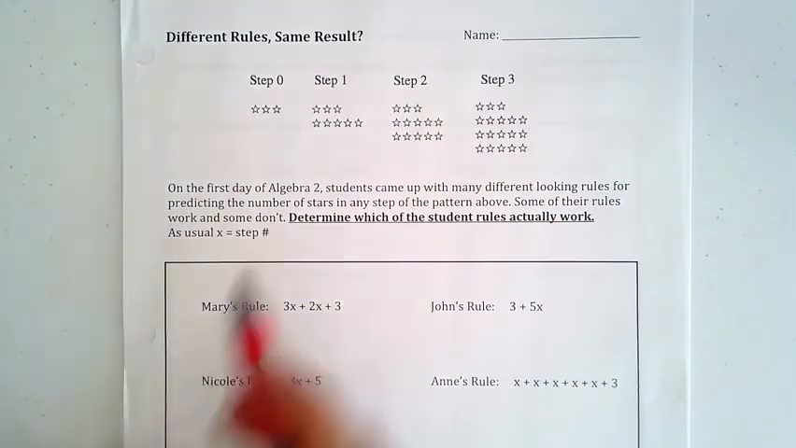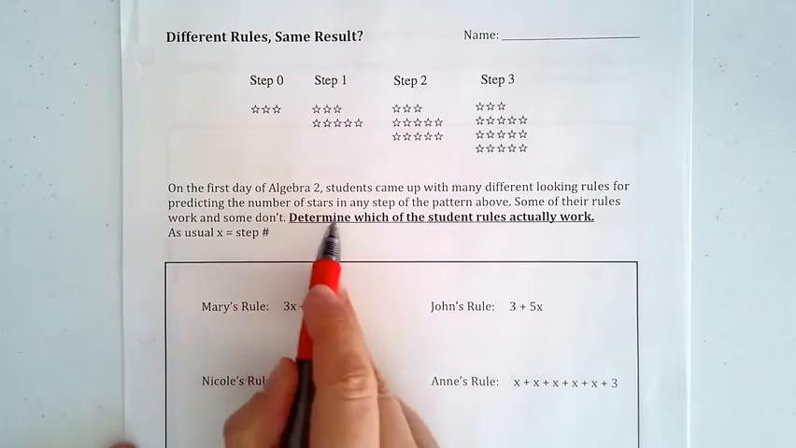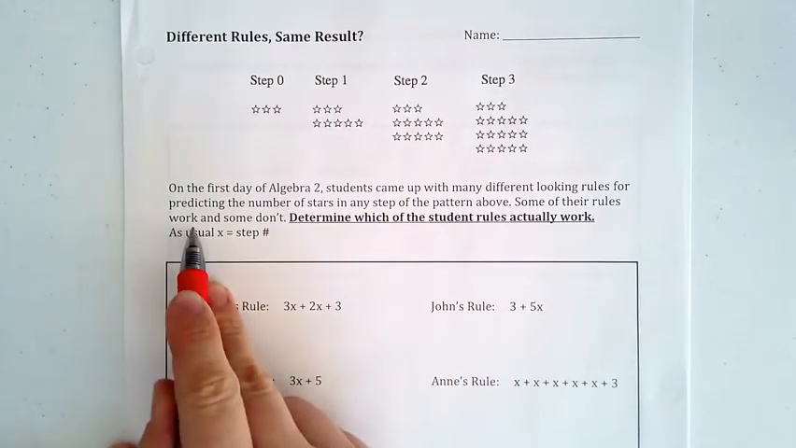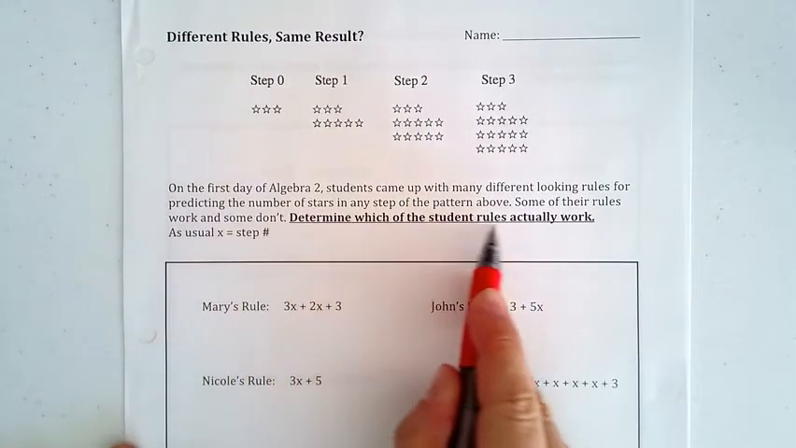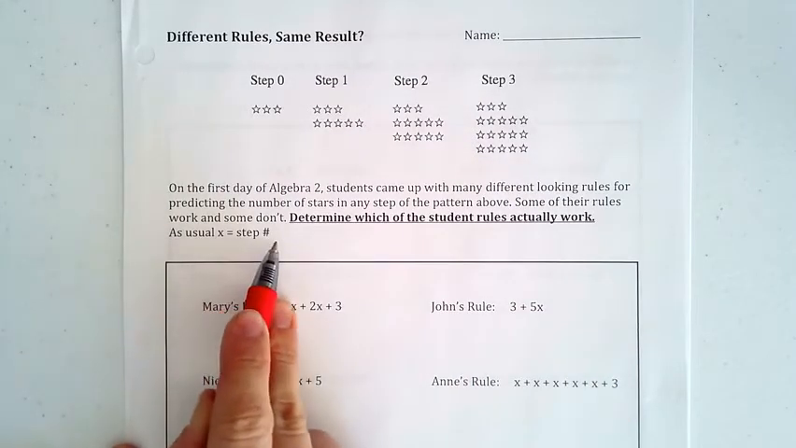So this one says, on the first day of Algebra 2, students came up with many different looking rules for predicting the number of stars in any step of the pattern above. Some of their rules work and some don't. Determine which of the students' rules actually work. As usual, x equals the step number.